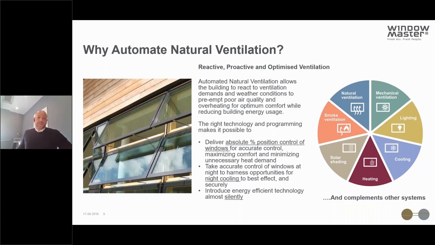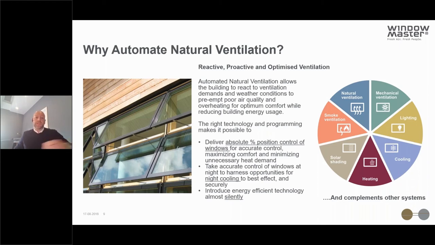So why would we want to automate that natural ventilation? Put simply, by automating the windows, we're able to enable the building to be more reactive to the demand for ventilation, to react to weather conditions, and be much more proactive as well in terms of preventing overheating issues and poor air quality.